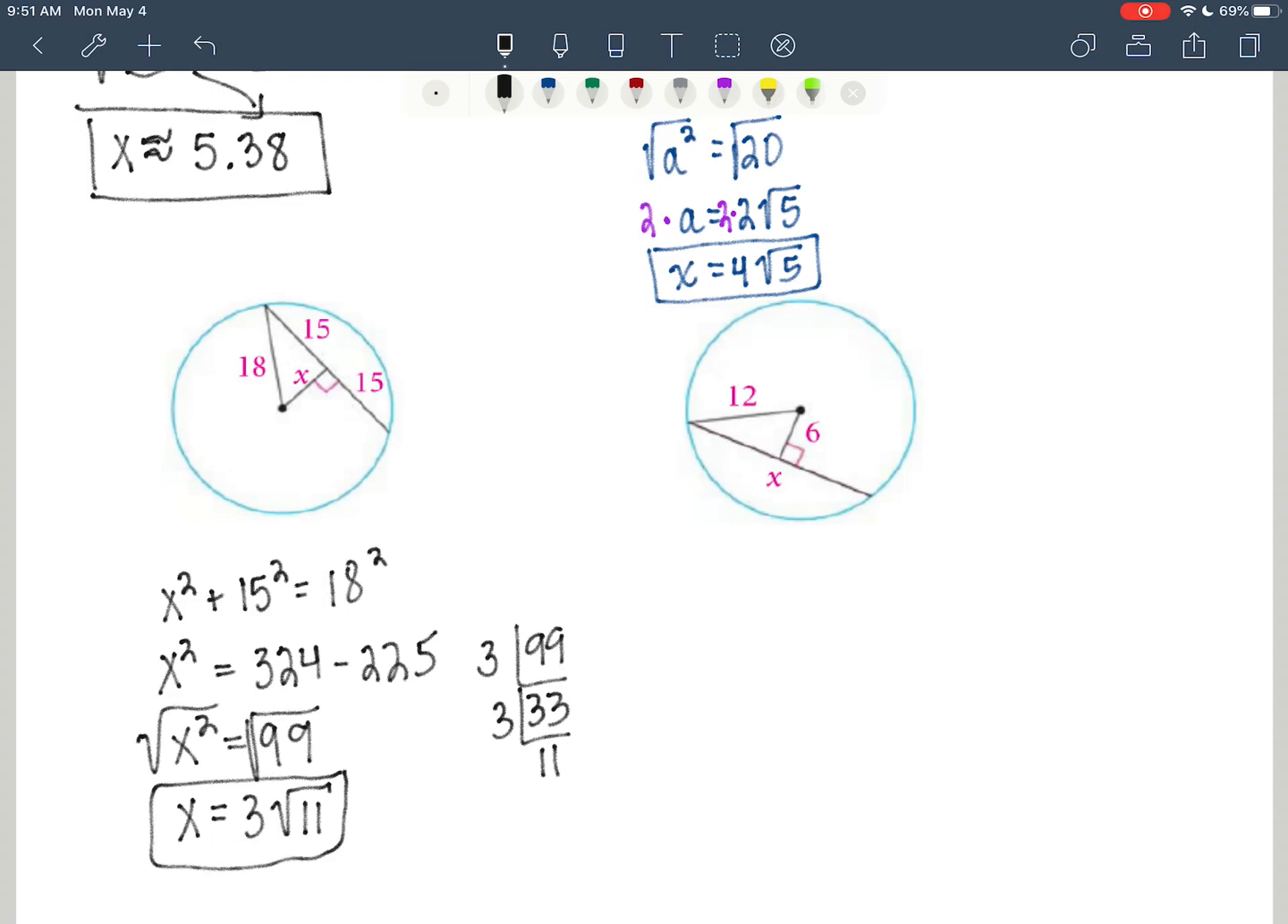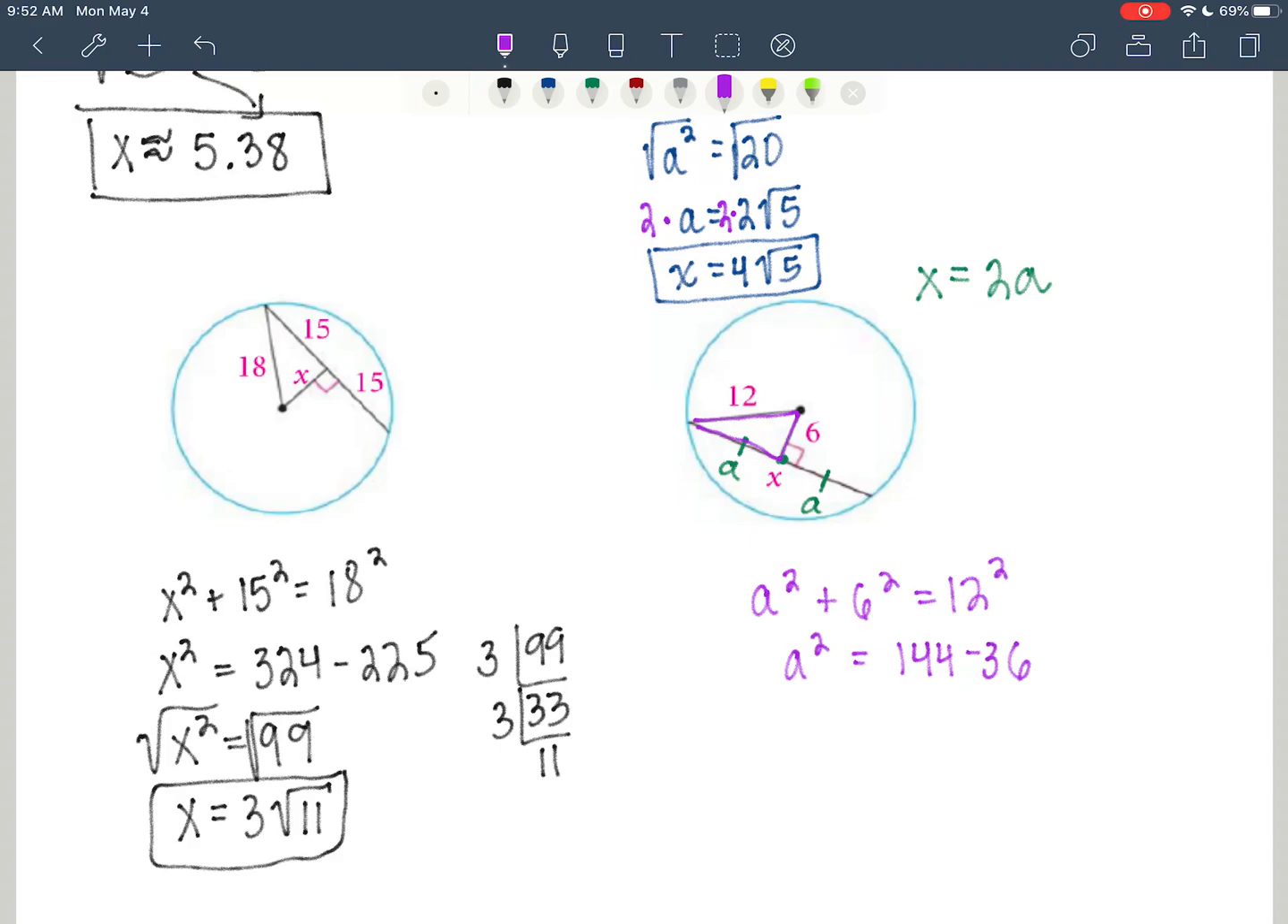Now on this next circle on the right, I've got that same situation going on where I've got my right triangle as part of a chord that's been bisected. So I'm going to say each part of those is a, and then x is equal to 2a. Okay, so the whole thing x is going to equal a plus a, which is 2a. And now I'm going to use my triangle here and Pythagorean theorem. A squared plus 6 squared equals 12 squared. So a squared equals 144 minus 36.